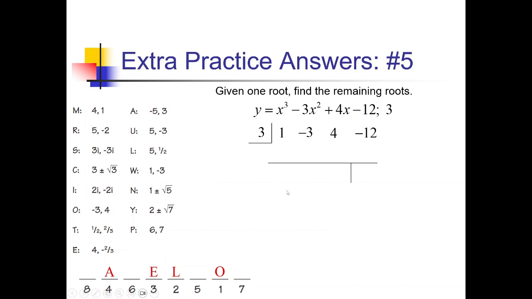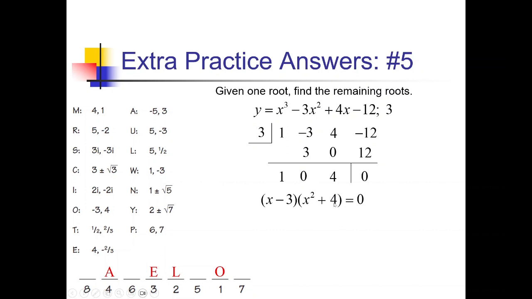So let's bring down our 1. 3 times that is going to be 3, plus negative 3 is going to be 0, times 3 is still 0, plus 4 is 4, times 3 is 12, and then we have another 0 over there. So I have an x minus 3, I have an x squared, and there's a 0 here, so I don't write an x term. This is 0x, but I don't need to write that. And then plus 4.